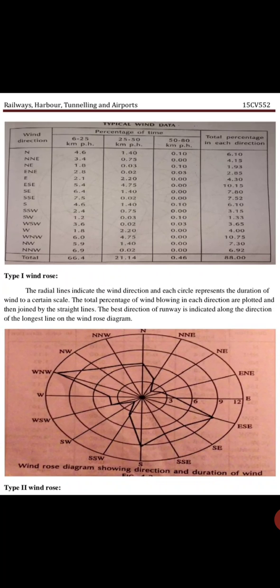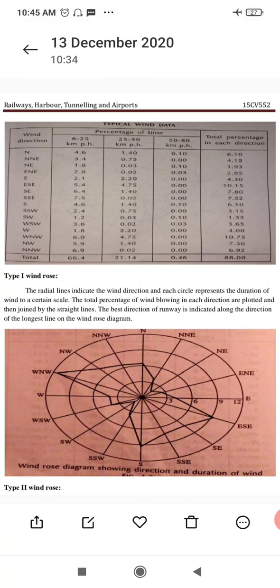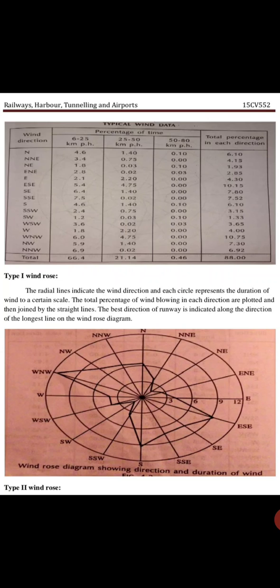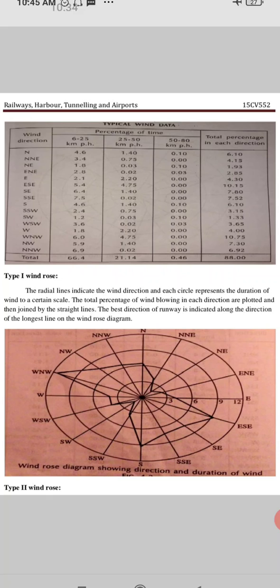Type 1 windrose, you can see the type 1 windrose diagram, showing the directions and durations of wind. You can see it in the picture below. In the type 1 windrose diagram, the radial lines indicate the wind directions, and each circle represents the duration of wind to a certain scale. The total percentage of wind blowing in each direction is plotted and then joined by straight lines. The best direction of the runway is along the direction of the longest line on the windrose diagram. So this is the type 1.